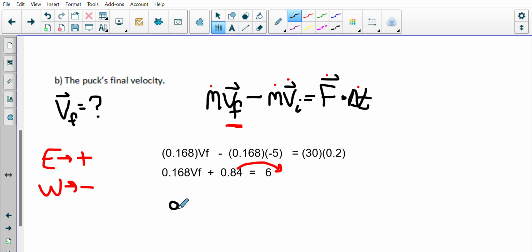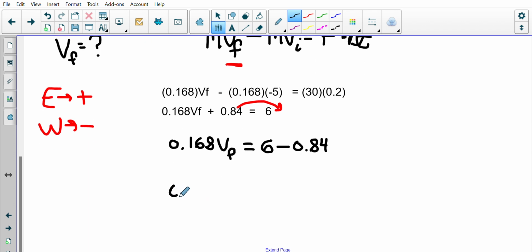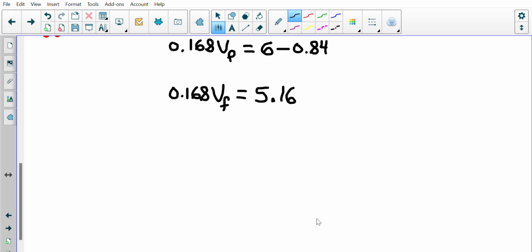So I have 0.168 VF is equal to 6 over there. This 0.84 is coming over to the other side, so it changes sign. Still on my left side, I have 0.168 times VF. And if I take 6 minus 0.84, it's like having $6 minus 84 cents, I get 5.16.